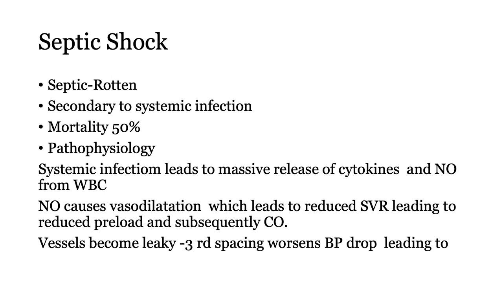So septic shock is another example of distributive shock. Septic in the past, or even up to present, means rotten. So it is secondary to systemic infection, and mortality in septic shock is still high, about 50%. So pathophysiology: we have systemic infection leading to massive release of cytokines and nitric oxide from white blood cells. This nitric oxide causes vasodilatation, which will lead to a reduction in systemic vascular resistance, which will lead to reduced preload and subsequently reduced cardiac output.